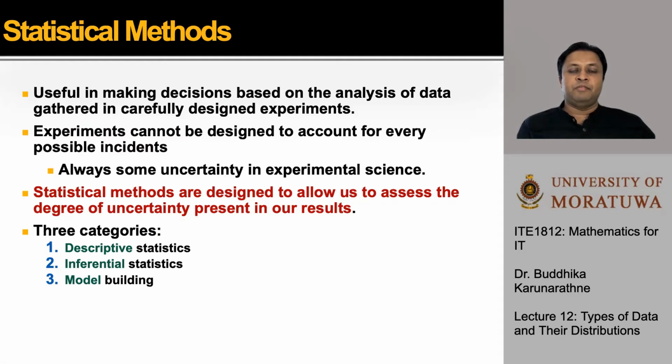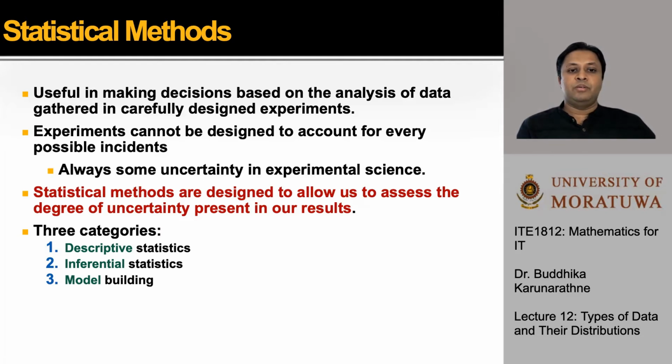implemented experiments will help collect reasonable data to build up a model. But we cannot design and conduct experiments to account for every possible incidence. It is time consuming and resource consuming, and we cannot cover all the possible scenarios. Because of that, there's always some uncertainty in experimental science. So our target is usually to minimize that uncertainty by collecting a reasonable amount of data.